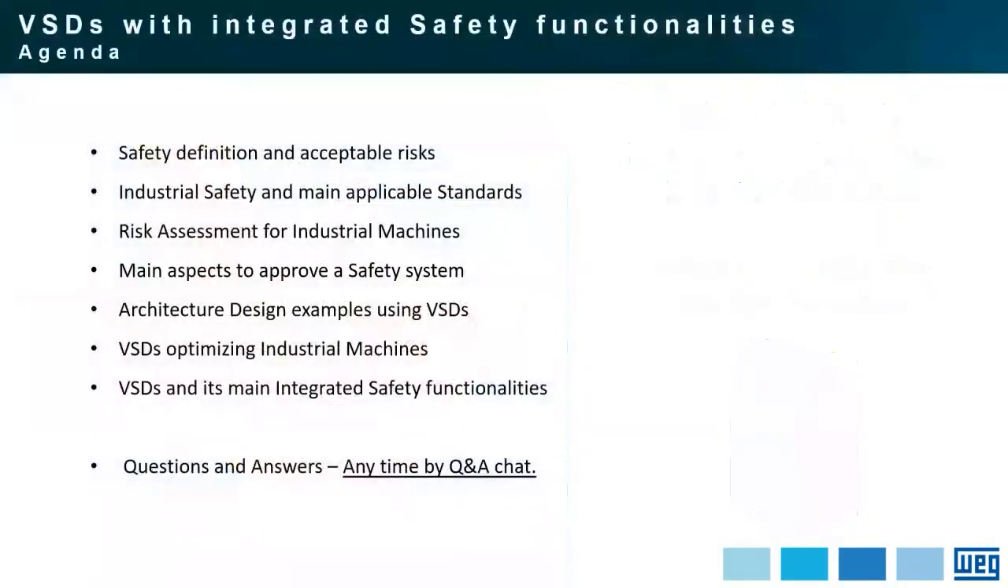So before I start with the topics, let me show the main topics we will discuss today. This is about safety definitions and acceptable risk. Another topic is industrial safety and the main applicable standards for this industrial environment. We'll talk about the risk assessment for industrial machines, the main aspects to approve a safety system, including the complete machine and individual devices.